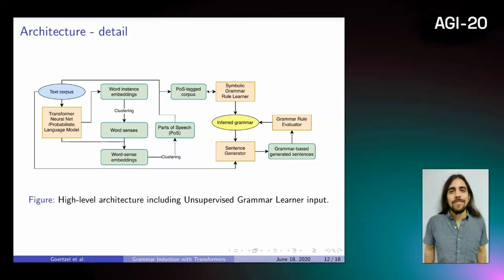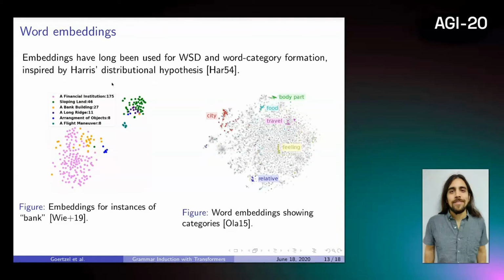That's how our pipeline normally works, and we can use the transformer here also to create the word categories and to create the word embeddings, the word senses. How do we do that? Well, word embeddings are very commonly used for both of these tasks: word sense disambiguation and word category formation.